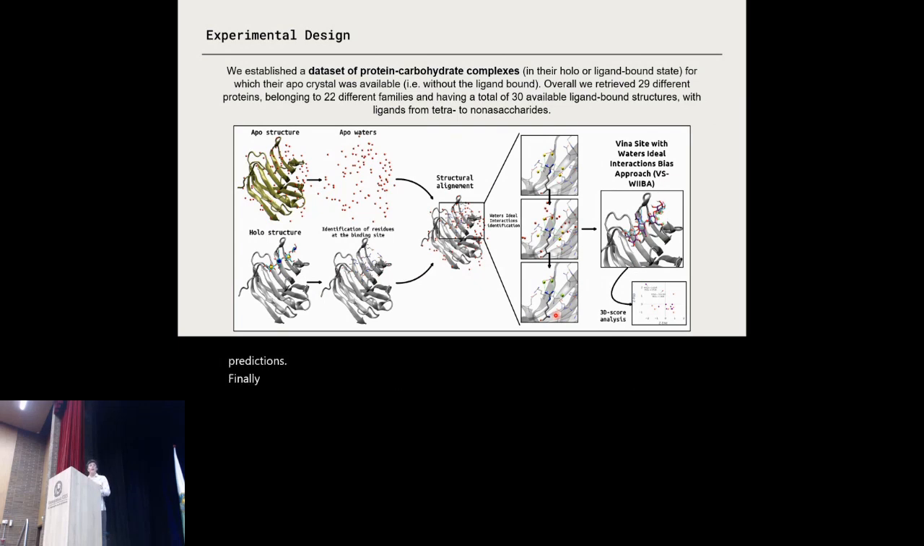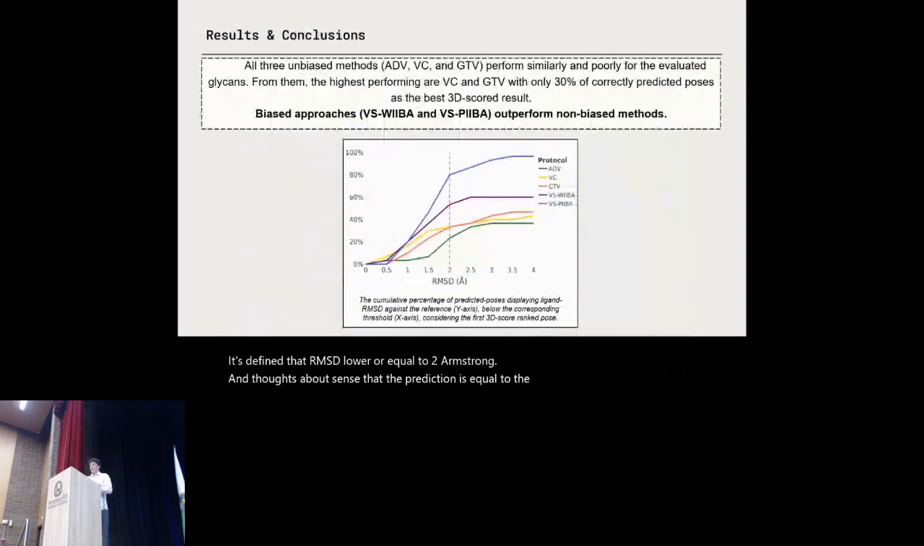Finally, to study the results, we measured the RMSD. That is a measure of how good the prediction is compared to the reference ligand. It's defined that an RMSD lower or equal to 2 Angstrom says that the prediction is equal to the reference structure. So in this way, we can see the results: on the X axis, we see the percentage of the systems studied that got a first pose rank RMSD equal or lower to the RMSD that is displayed on the y-axis.